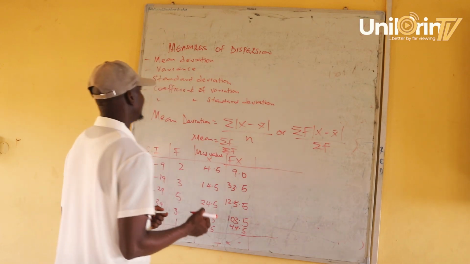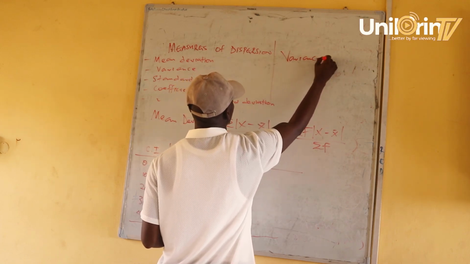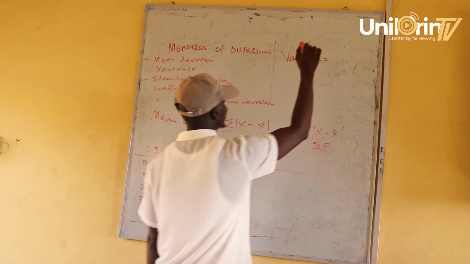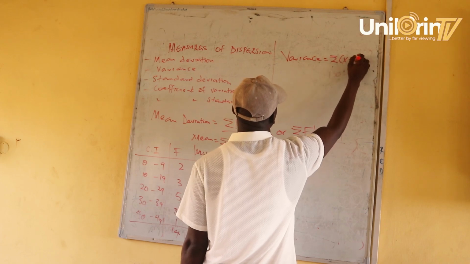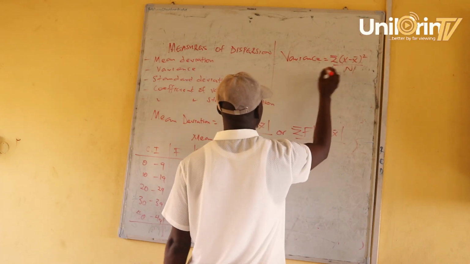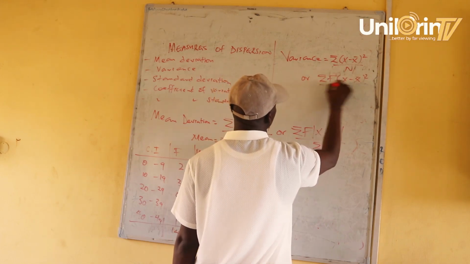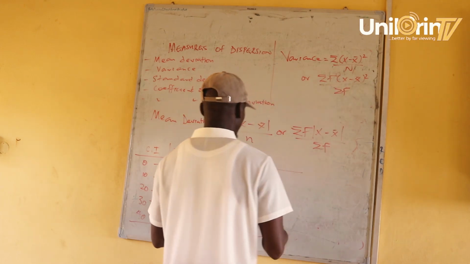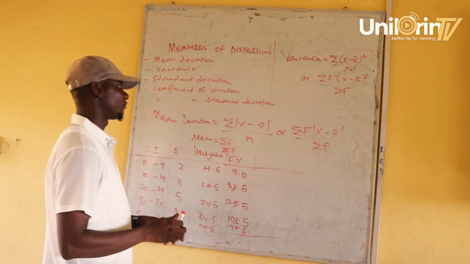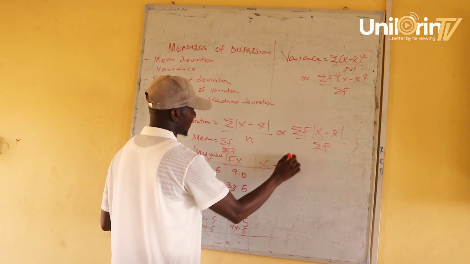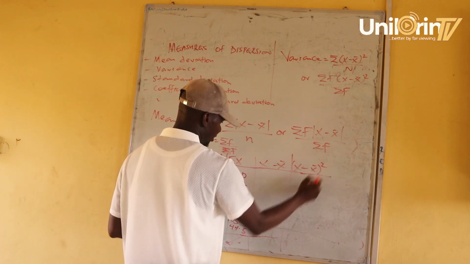The variance. Variance is the most widely used measure. It is summation x minus x bar squared over n for single observation, or summation f times x minus x bar squared over summation f. So it is quite similar to mean deviation. The only thing different is that once you find your x minus x bar, you now square it.